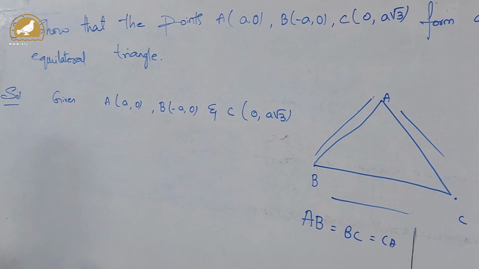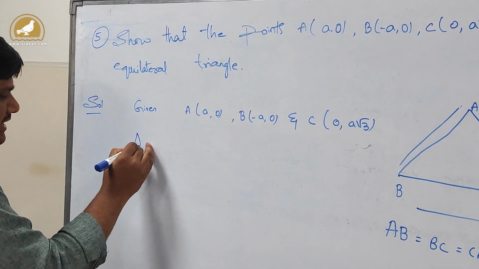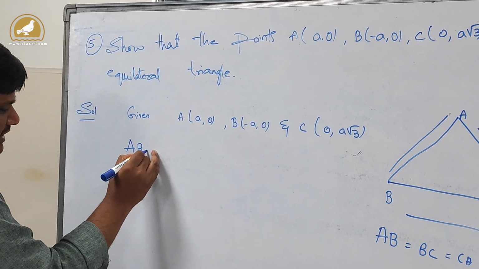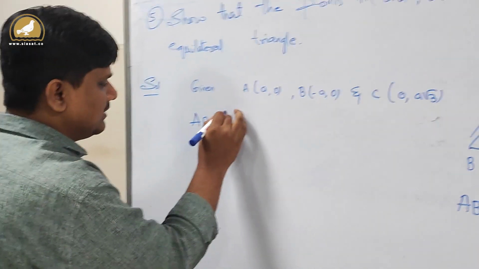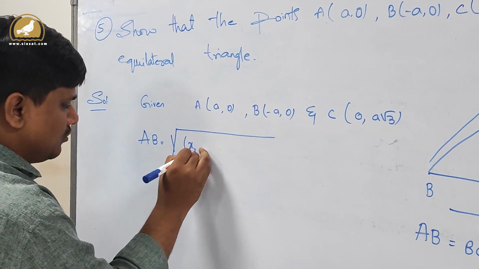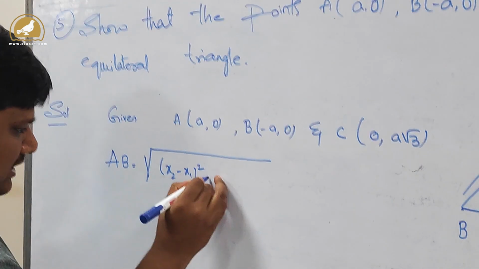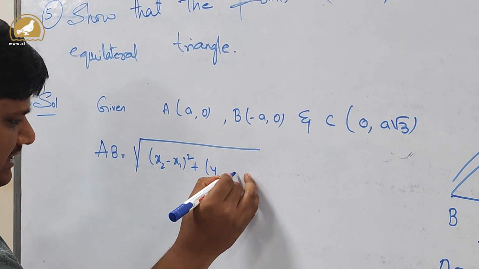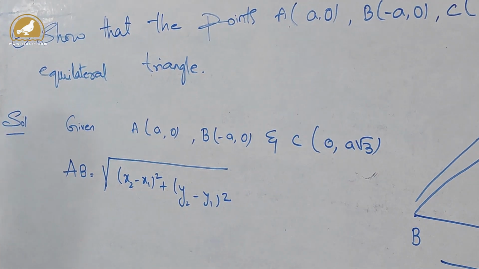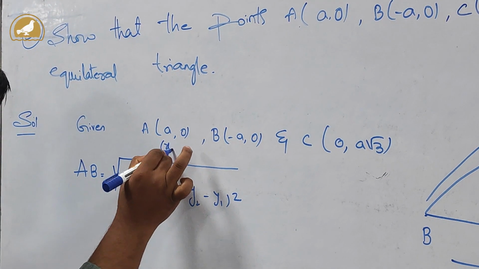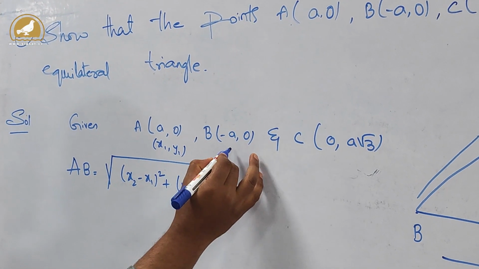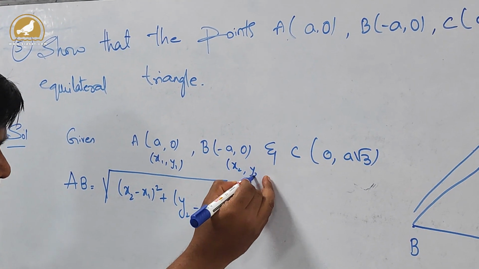So let us see. First we will calculate the distance between A and B. Whenever we are calculating distance between 2 points, the formula remains same: under root of x2 minus x1 whole square plus y2 minus y1 whole square. When we are calculating distance between these 2 points, this one becomes x1, y1, this becomes x2, y2.